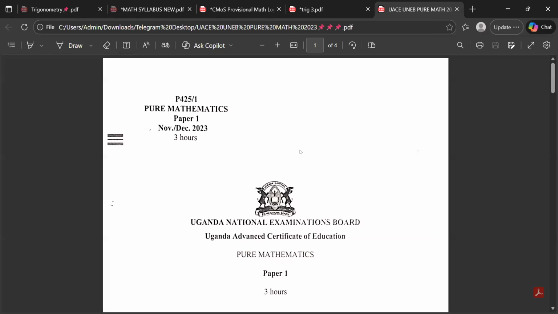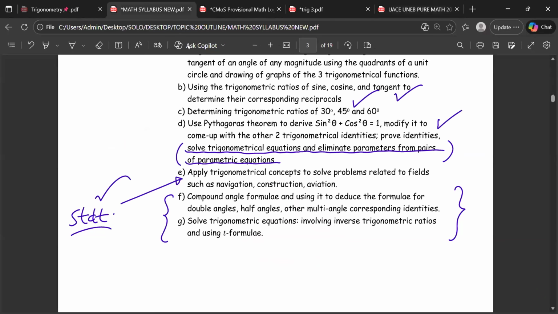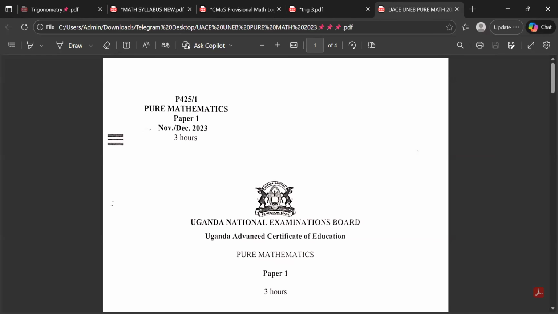So let me hope you're seeing my screen. UNEB is the same body. UNEB can say, let's now get all the questions we have been setting in the old curriculum and convert them into scenario questions. So when it decides to convert them into scenario questions, you're gone.